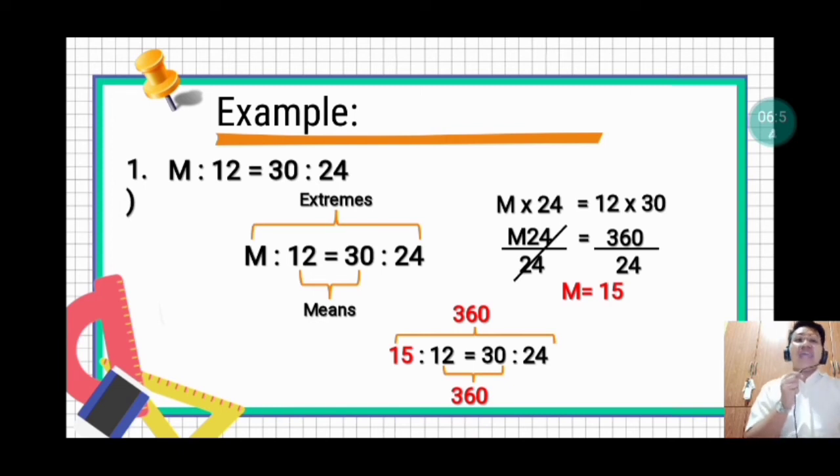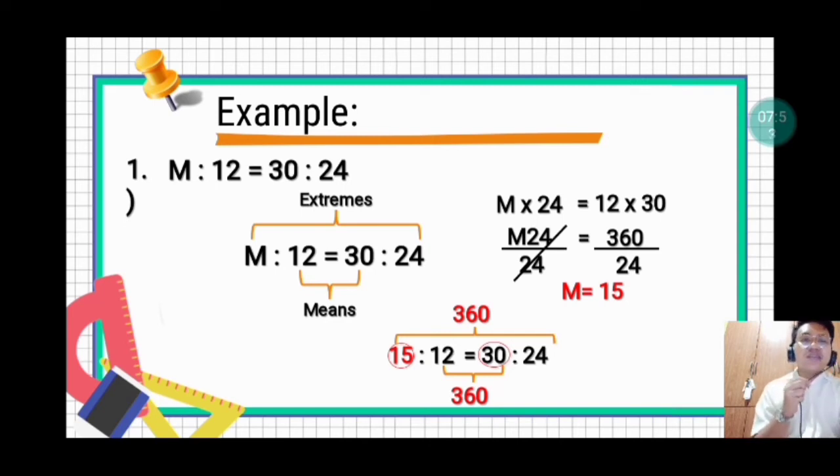Now, how can we identify if these ratios are direct proportion? Anyone? Okay, none. So let me identify how these ratios become proportion. Take a look at the first term, which is our antecedent. Our antecedent is 15, and then the first term of the second ratio, our antecedent also, is 30. From 15 to 30. So nagkaroon ng increase, nag-increase siya.